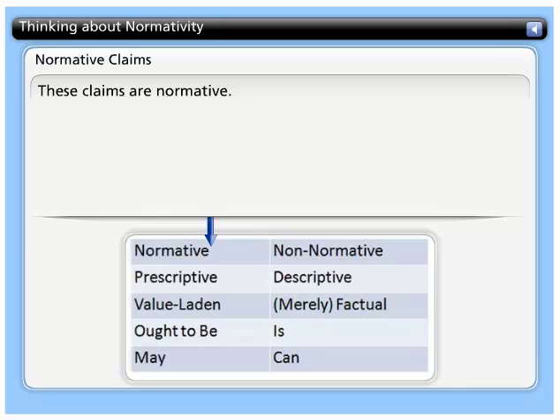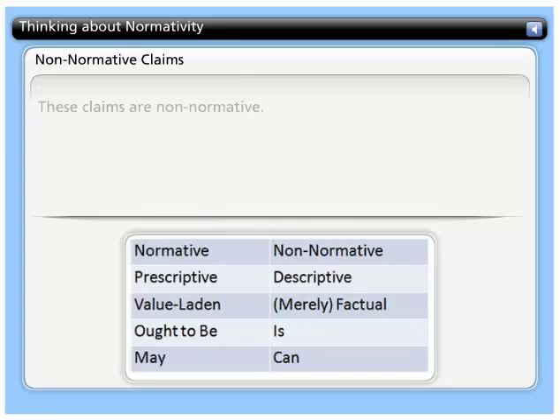The terms on the left side of this slide are normative terms. Those on the right side are non-normative, are merely factual and descriptive. They're factual without a value component. There is a difference between what we can do and what we may do. Facts about what we can do are purely factual, while facts about what we may do are evaluative.